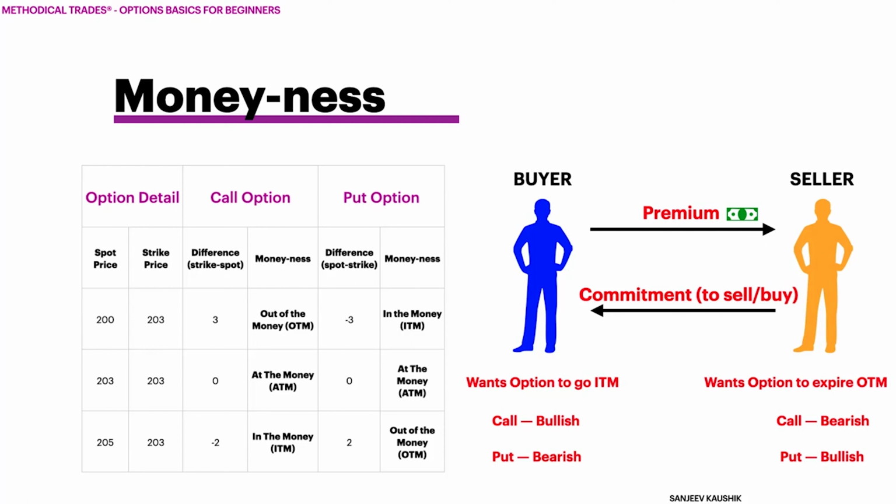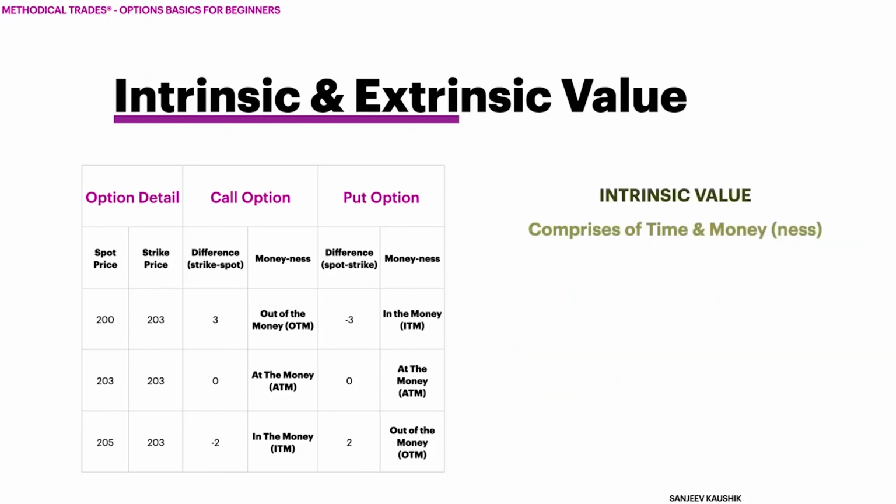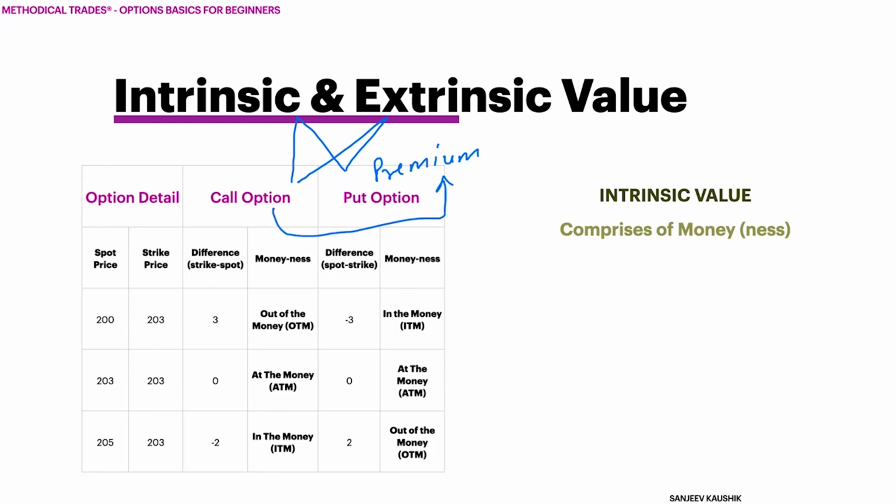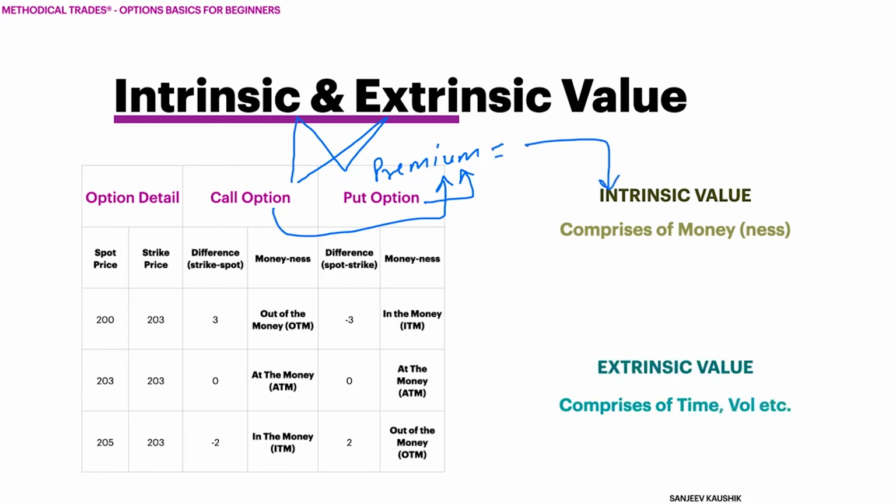This brings us to the concept of intrinsic and extrinsic value. So what are intrinsic and extrinsic value and why should we care? We should care about the intrinsic and extrinsic value because when you combine them both, that's how you arrive at the premium pricing. Premium of call option and premium of put option. So premium is nothing but the addition of intrinsic value and extrinsic value.